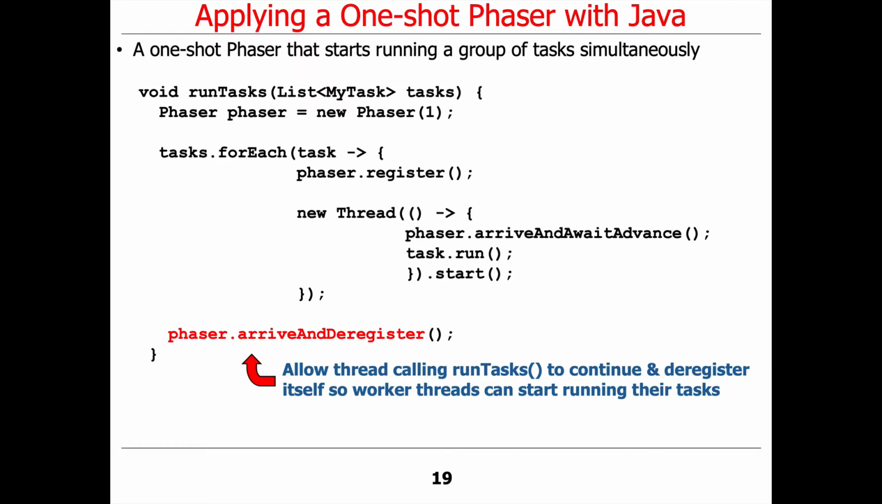You'll notice that the main thread, the thread that called runTasks, will call the phaser arriveAndDeregister method. This allows the thread that called the runTasks method to continue, and it'll also cause this particular party to deregister itself so that the worker threads can all start running their tasks in the background.